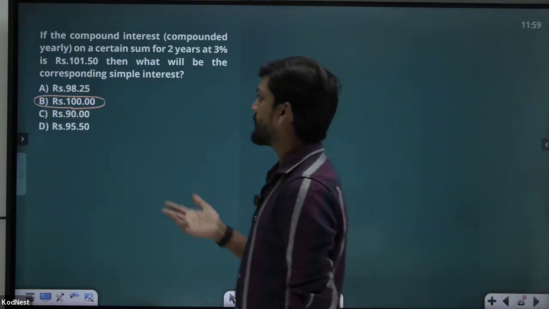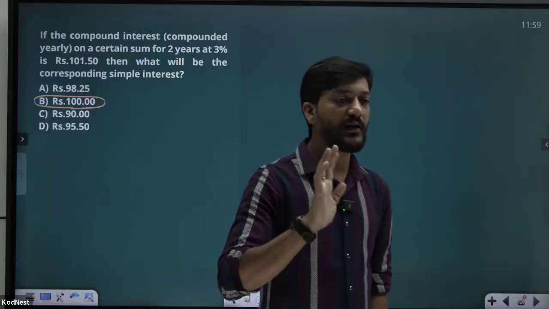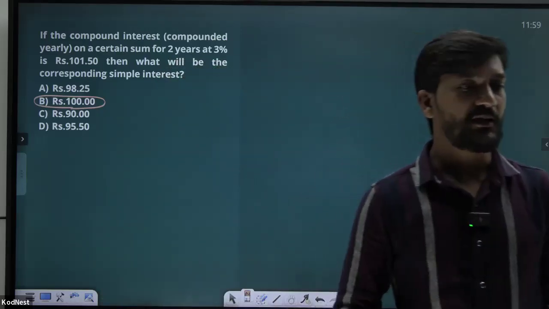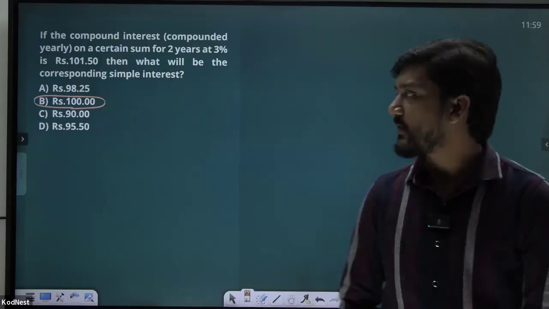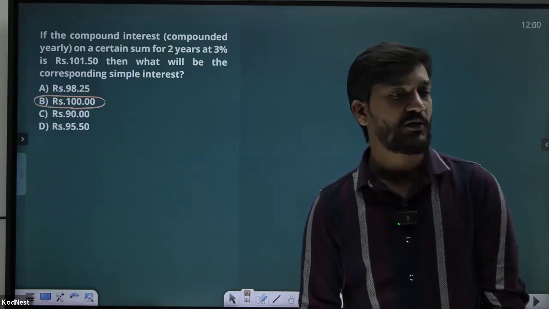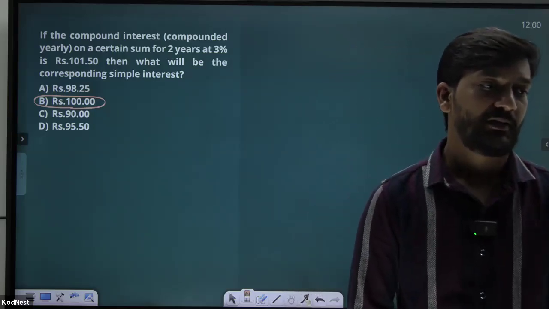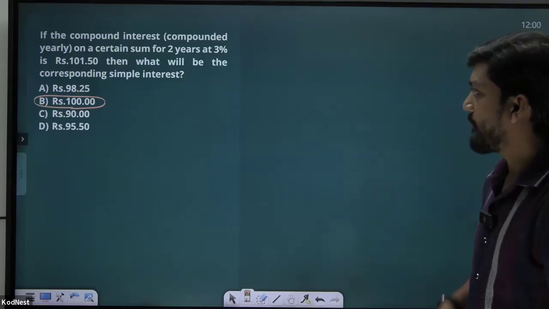Simple interest, how is it the base value? My dear, don't think 100 is always the base value. Don't think that. Everything is less than compound interest. Options A, B, C, D are all less. So why so? Understand, please.